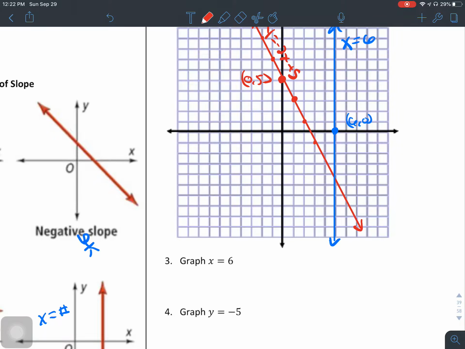Number 4, we're supposed to graph y equals negative 5. Y equals a number is a horizontal line. So it has a y-intercept of negative 5. That means that it goes down 5 all the time. Doesn't matter what the x value is. This y-intercept is (0, negative 5). I labeled the y-intercept, and I labeled the line because we have multiples on the same coordinate plane.